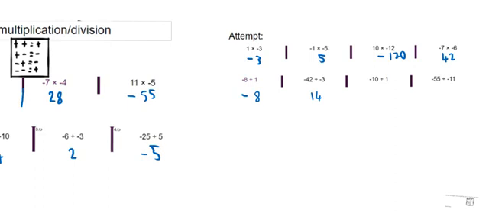Minus 10 divided by 1, so minus divided by positive will be minus. 10 divided by 1 is 10. And the last one, minus 55 divided by minus 11, so minus divided by minus is positive. 55 divided by 11 is 5.